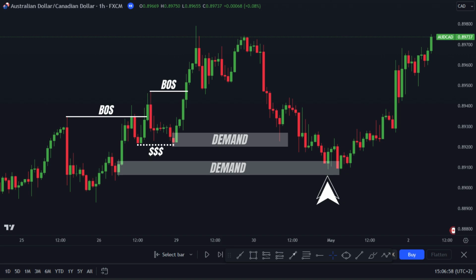These are some of the tricks and tips you can use to enhance your supply and demand trading strategy. What we've covered here are confluences, and remember, the more confluences your setup has, the higher the chance of winning that trade. So, always be on the lookout for these fundamental concepts.